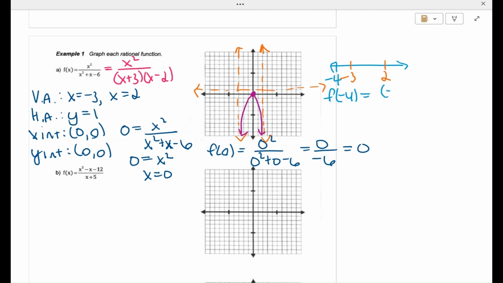So it would be -4 squared over -4 squared plus -4 minus 6. Okay. So where are we going to get 16 over, and then this would be 16 minus 4. So it's 12 minus 6, 16 over 6, it looks like. So 16 divided by 6. I'm doing this in my calculator with you as well. So that becomes 8/3, which is about 2.67 approximately. Okay, so that's a point.